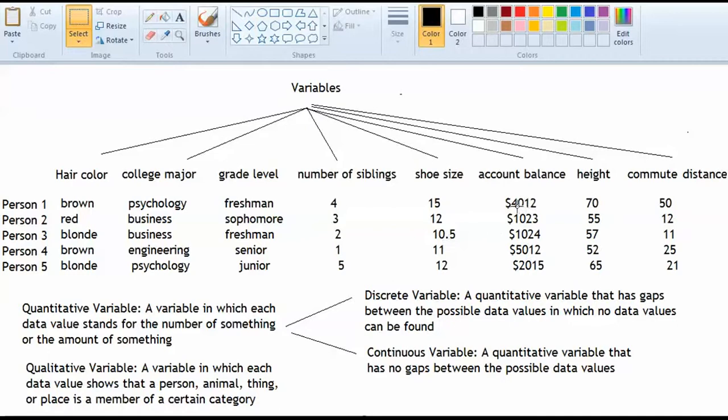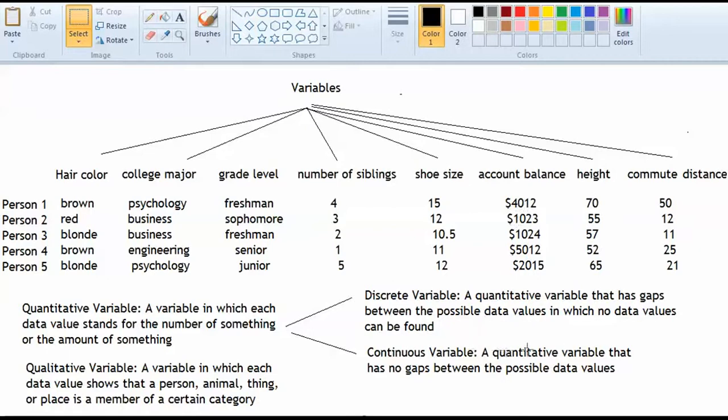Account balance would also be a discrete variable because even though account balances such as $3,000, $3,000.01, or $3,000.02 would be possible, no account balances between those account balances would be possible. For example, a person couldn't have an account balance of $3,000 and 0.017 cents.